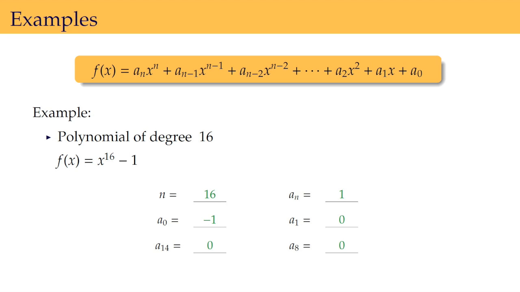You could write in a term for every single number in between 16 and 0, by having a whole lot of 0x to the 15th plus 0x to the 14th plus 0x to the 13th and so on and so forth. But it's enough to just recognize that all of those are 0.